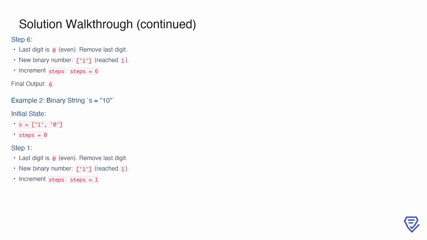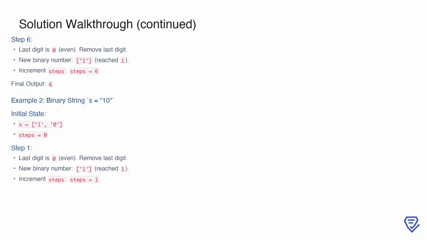In the sixth step, the last digit is still 0, so we remove it once more. At this point, the binary number becomes 1, which is simply 1. Since we've reduced the number to 1, we stop here. The total number of steps taken is 6.